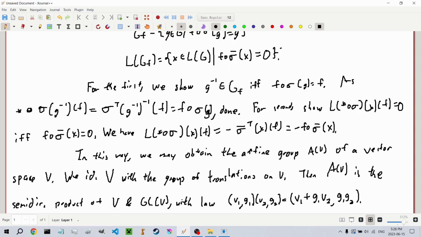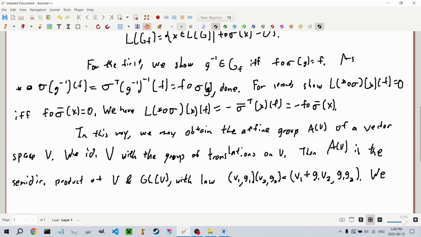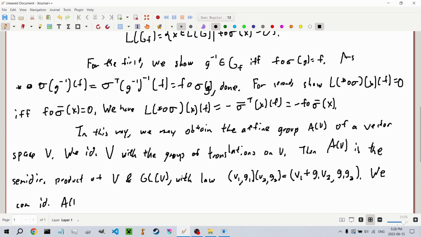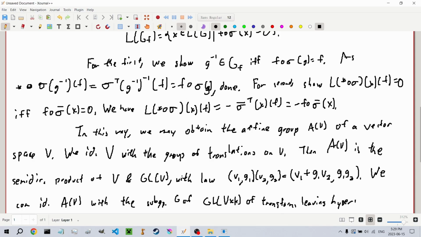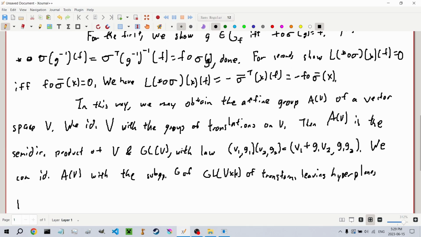Get that sorted, that's good. Alright, so we can identify A(V) with the subgroup G of GL(V) times K of transforms which leave hyperplanes parallel to V invariant by a map sigma from V to G as sigma of (v, g).